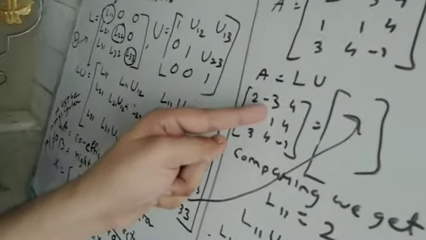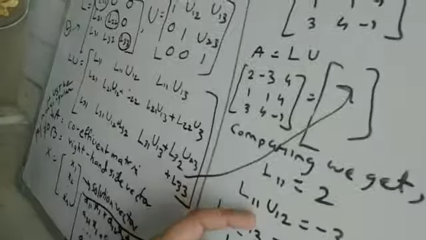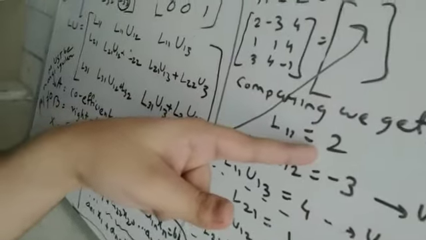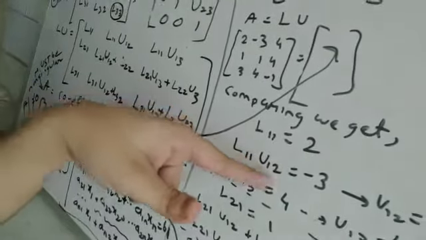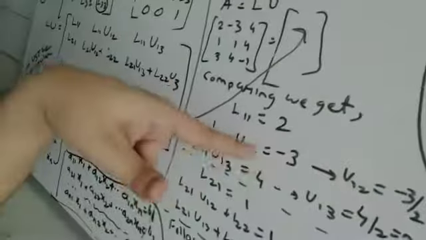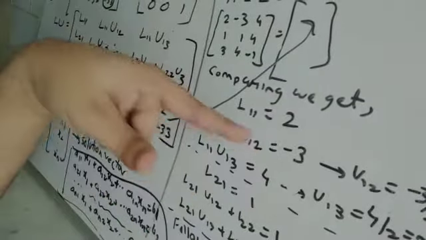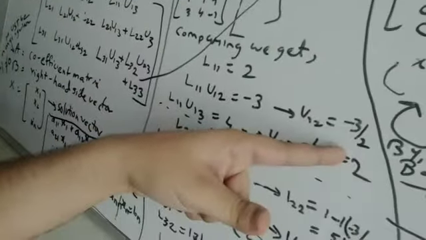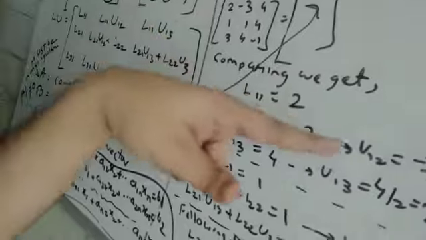Fine. Then what is this L11 U12? It is minus 3. So L11 U12 is minus 3. Now see, L11 we know from the previous step, that is L11 is equal to 2, because already we have got this value. So I can find the value of U12. U12 is minus 3 by L11, that means minus 3 by 2. Fine. So in this way you can find the value of U12.